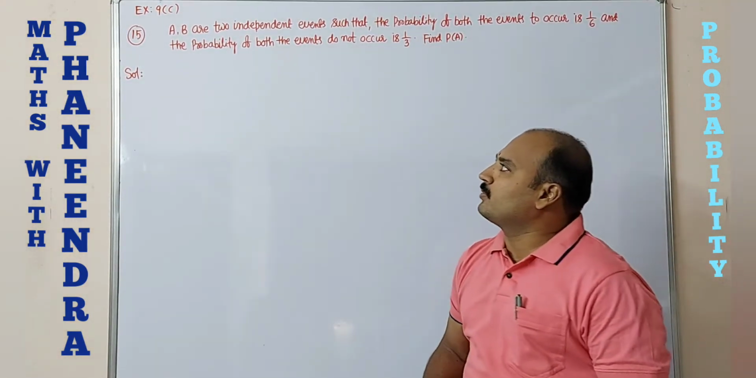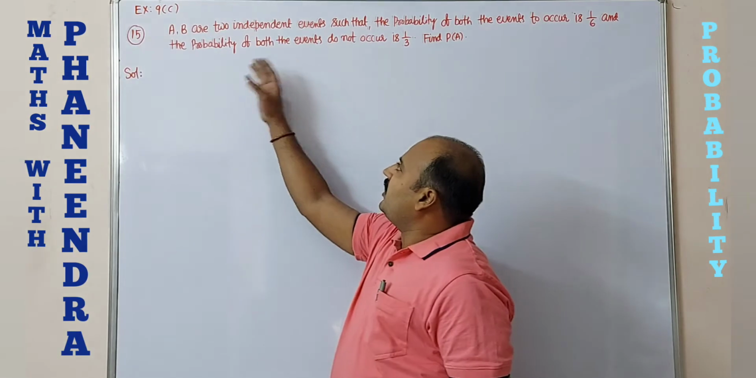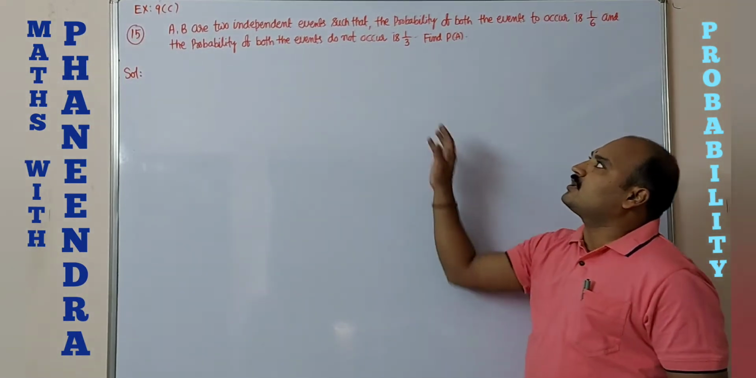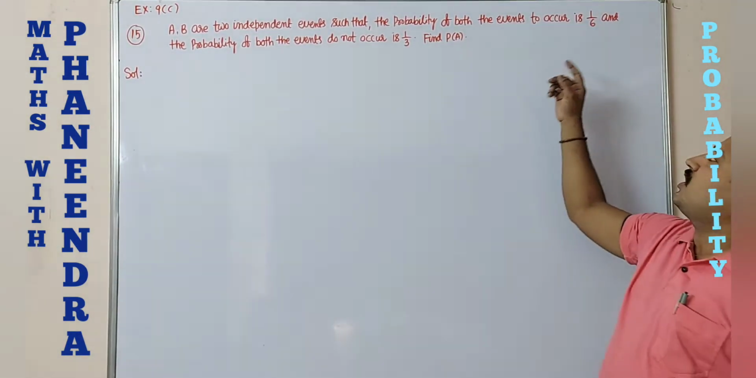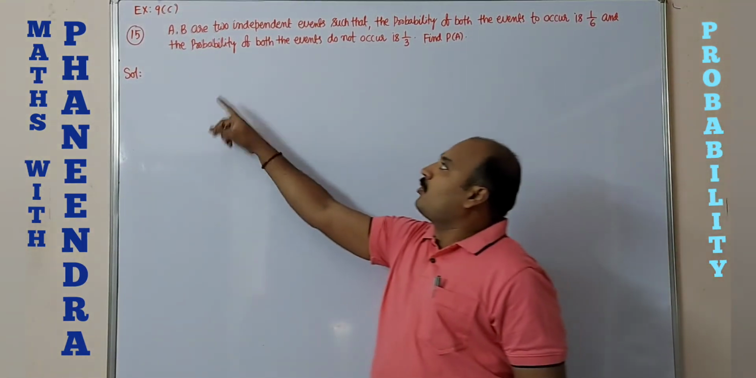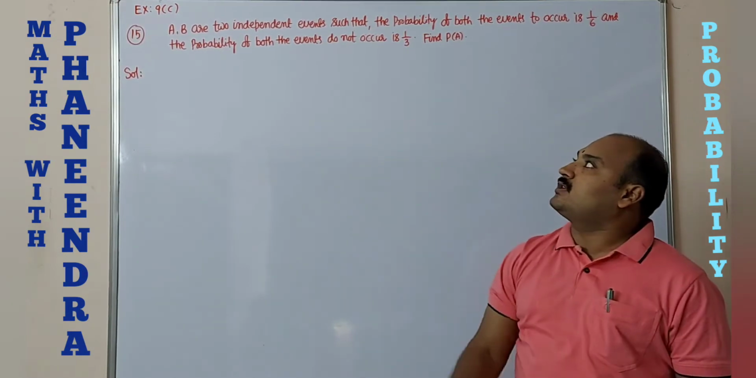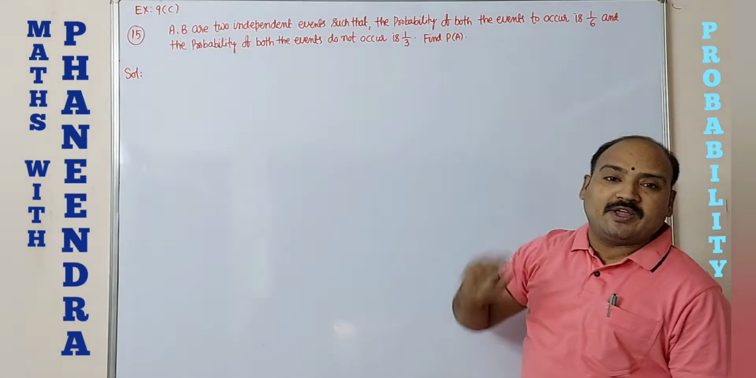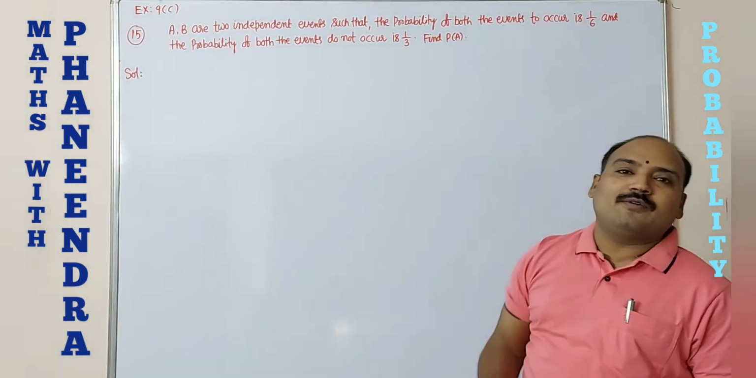The next question, question number 15. A, B are two independent events such that the probability of both the events to occur is 1 by 6 and the probability of both the events do not occur is 1 by 3. Find P of A.